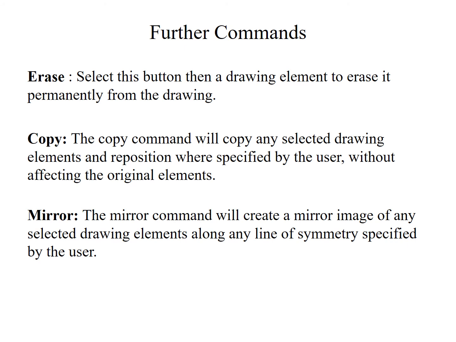So we can delete or erase a drawing permanently by using the erase command. Next command is the copy command. The copy command will copy any selected drawing elements and reposition them where specified by the user without affecting the original elements. Next command is the mirror command. The mirror command will create a mirror image of any selected drawing elements along any line of symmetry specified by the user. So we can generate a mirror profile of any component with the help of a line of symmetry.